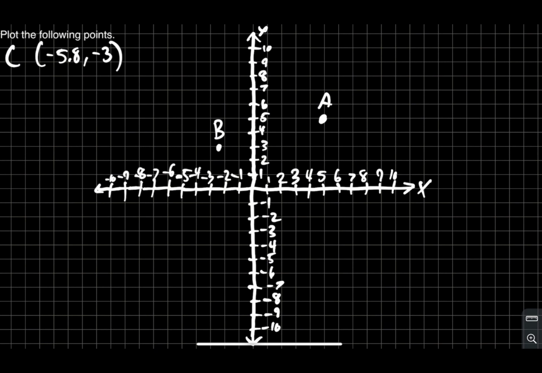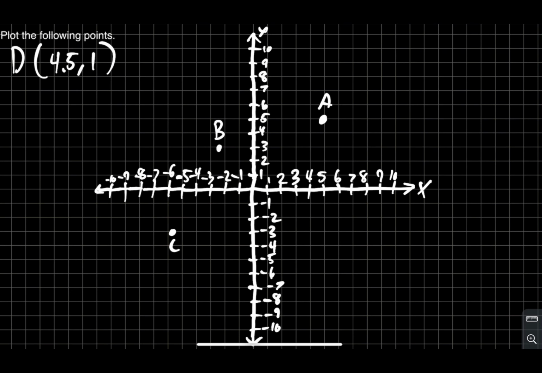Now, what about point C? Point C has an x value of -5.8 and a y value of -3. -5.8 is closer to -6 than it is to -5. So we want to make it look closer to -6 than -5. And then -3 has a direct value for it. So these lines are going to meet up about right there. So it's going to be about right here, and that's going to be point C.